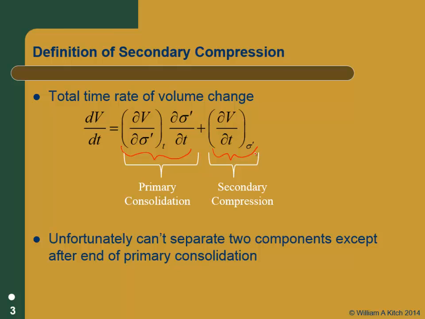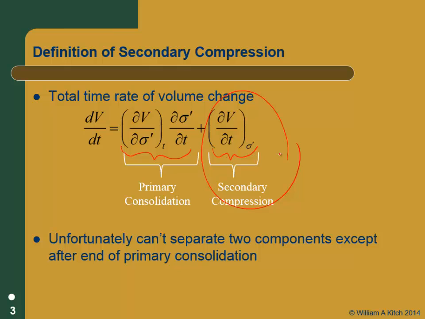There's nothing in the behavior to tell them apart unless primary consolidation is really, really fast and there's very little secondary consolidation during primary consolidation. You can't tell. So if you're in a situation where secondary consolidation is dominating the problem, there's no way you're going to know, and you think it's all primary consolidation. You're not going to be able to tell the difference.